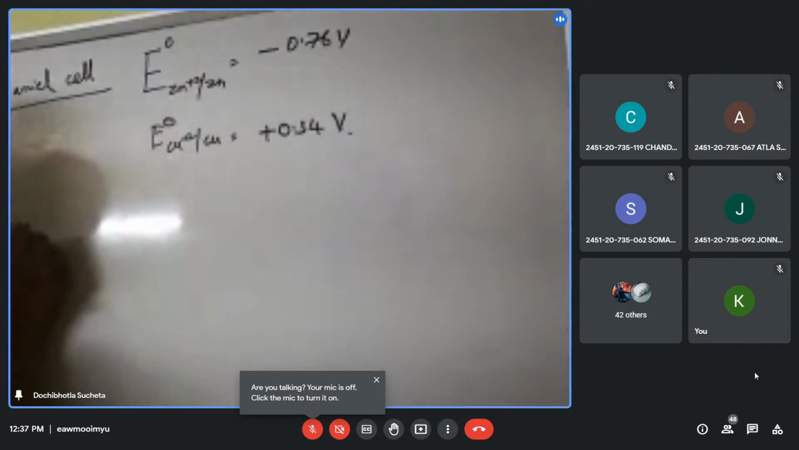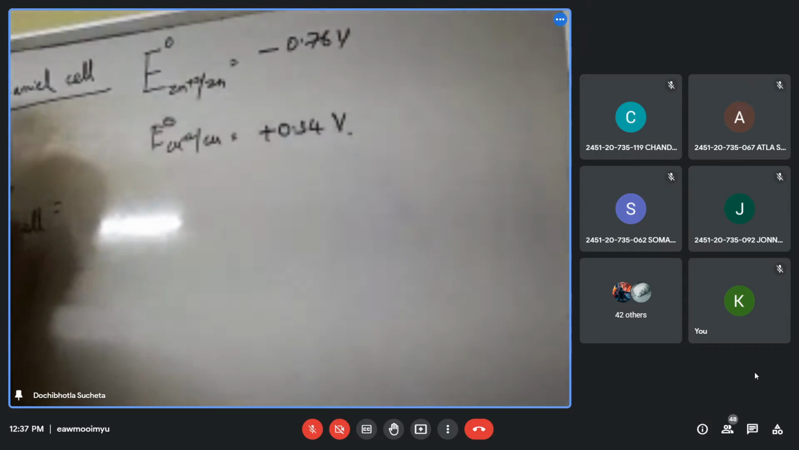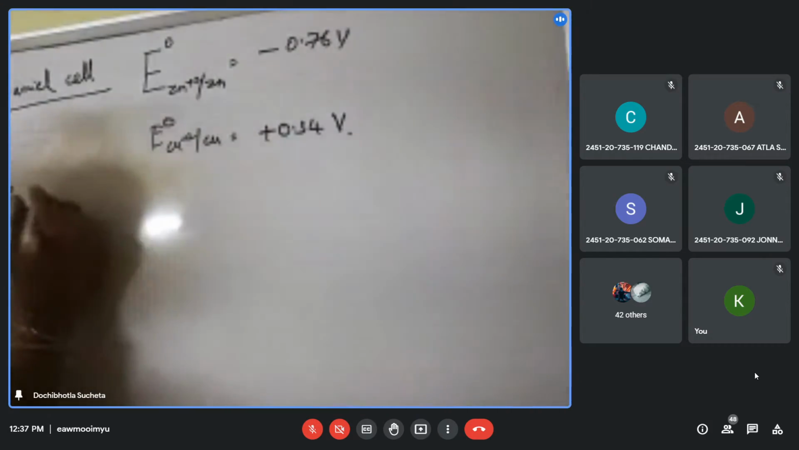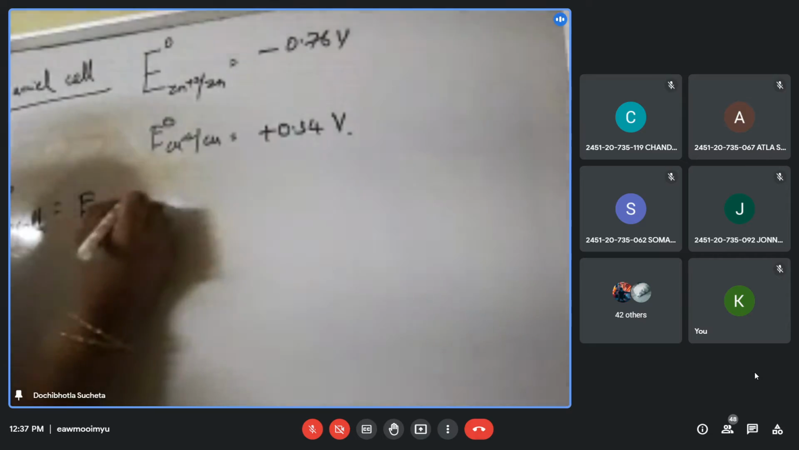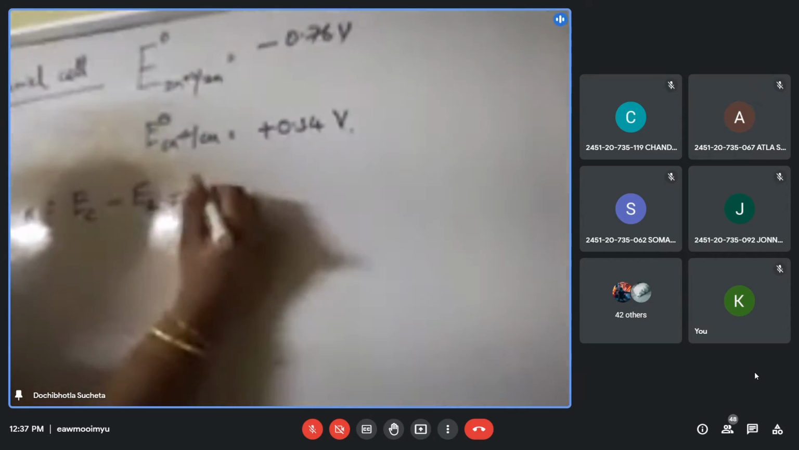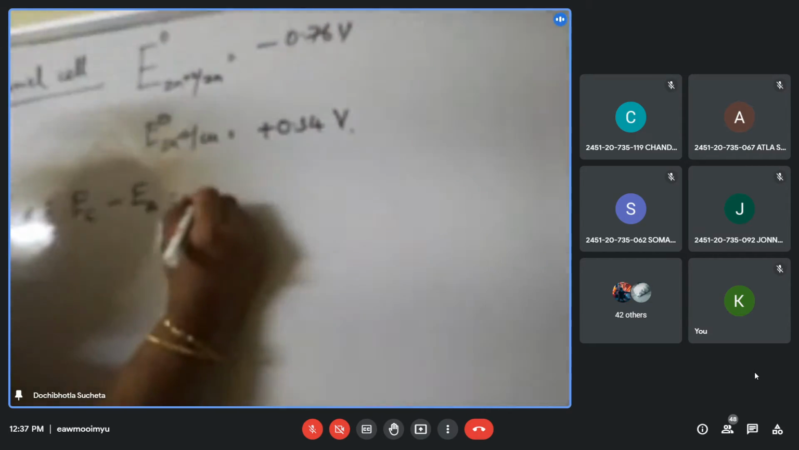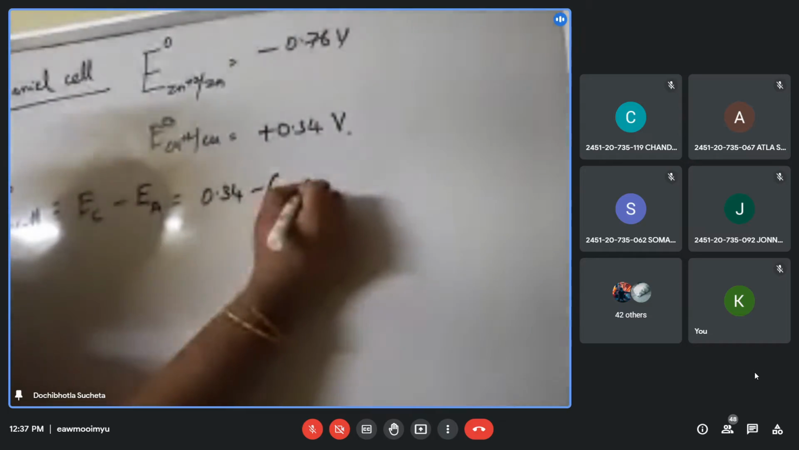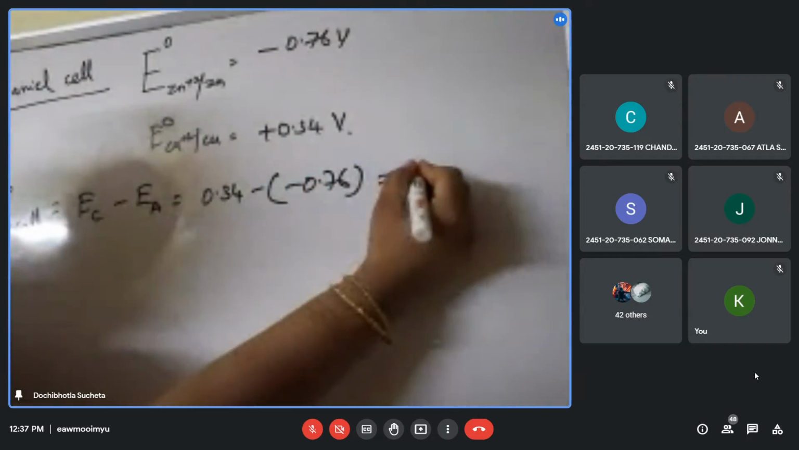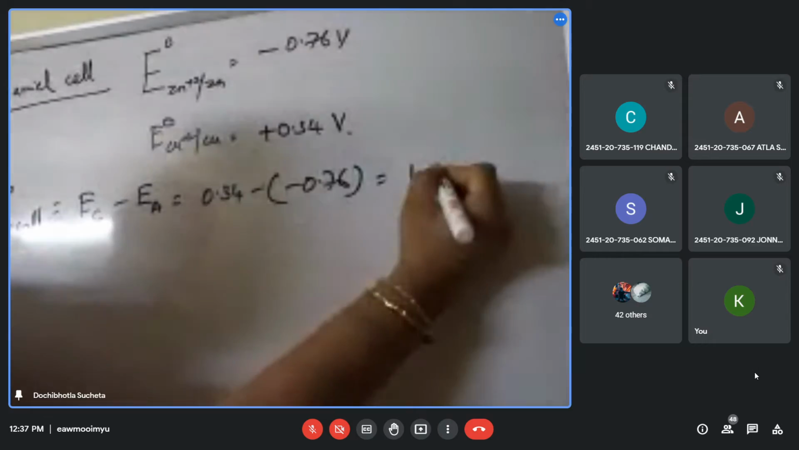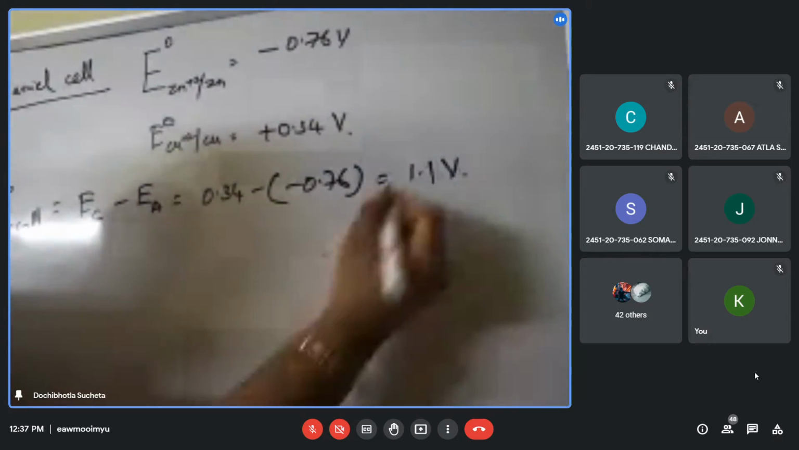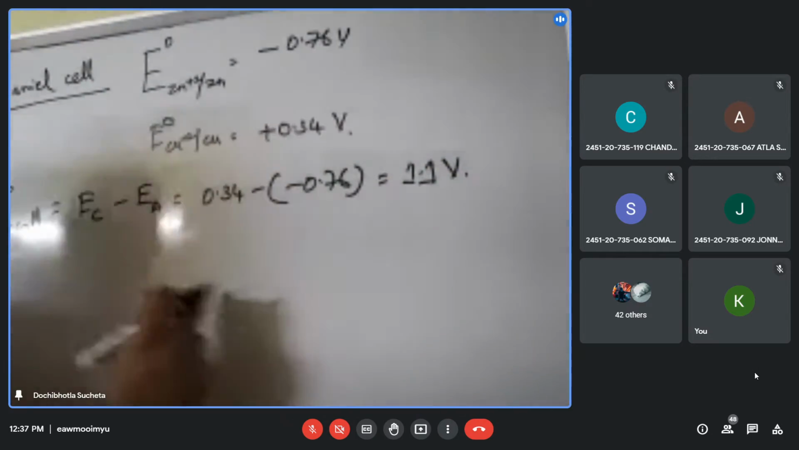Okay, how to write the cell notation and how to calculate E cell value? E cell calculation is pretty easy. E naught cell will be equal to E cathode minus E anode. The cathode value is 0.34 minus of minus 0.76, that is equal to 1.1 volt. I hope you got the same.